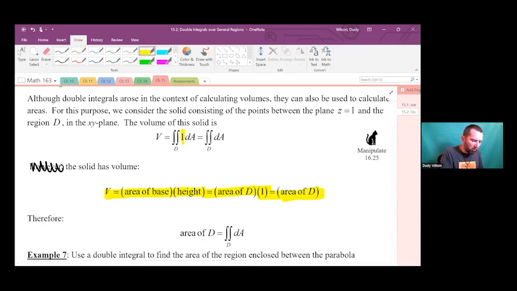Therefore, we would have that the area of D is just the double integral across D, dA. A pretty easy formula to set up, and we'll use it multiple times, so it's one that's worth remembering.